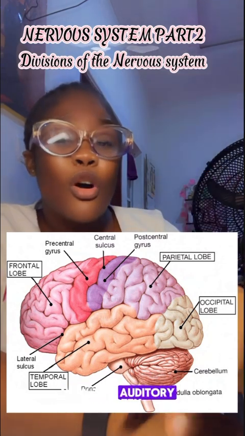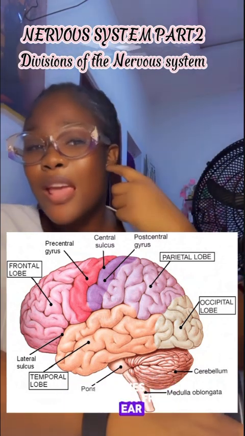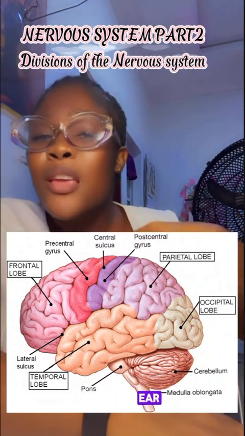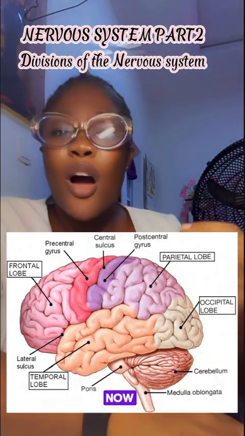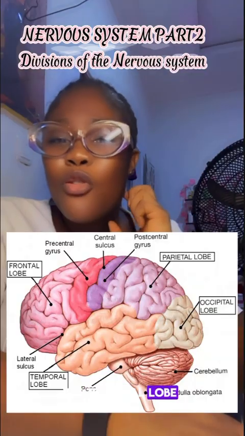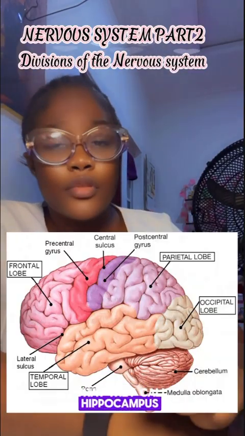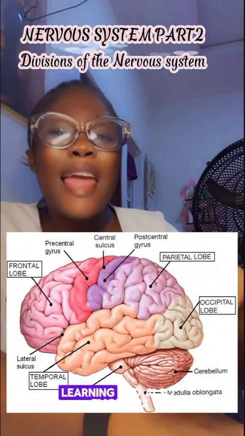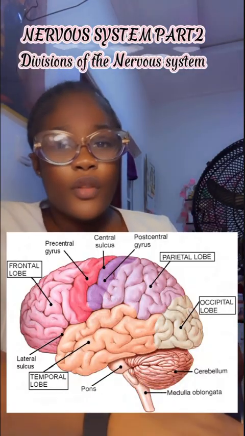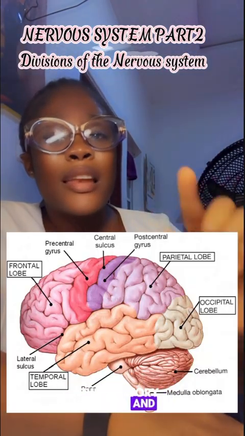The temporal lobe has what they call the auditory cortex. This auditory cortex receives information from the ear, and once it receives the information, it processes it so that we understand what we are hearing. The medial part of the temporal lobe has what they call the hippocampus. The hippocampus is responsible for keeping memories, learning, and also emotions. So take note of the auditory cortex and the hippocampus.